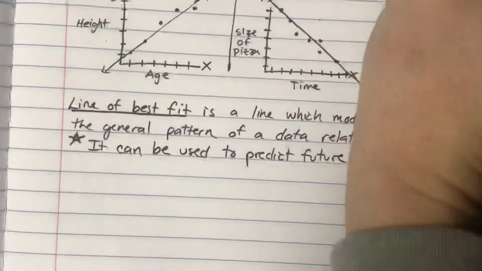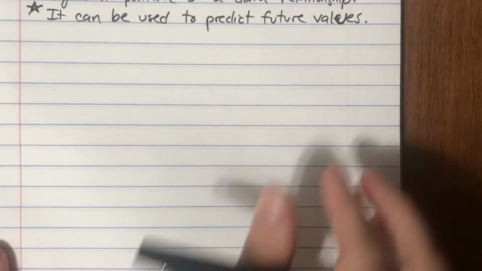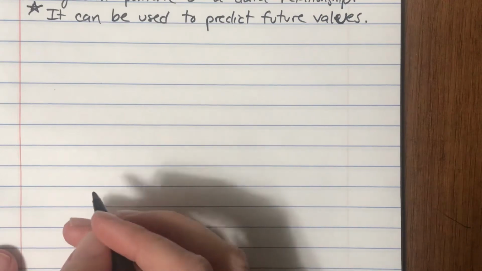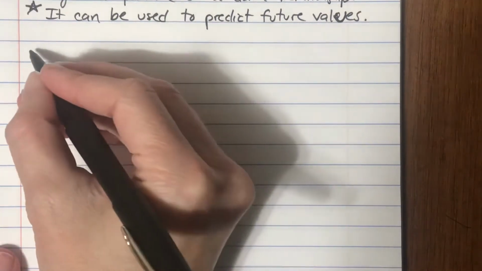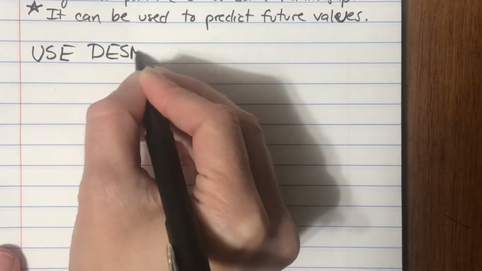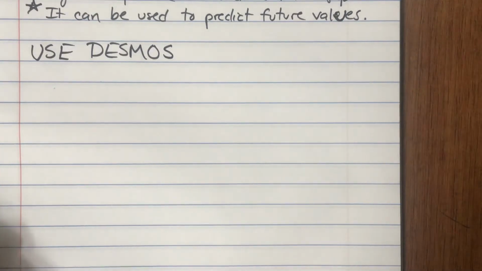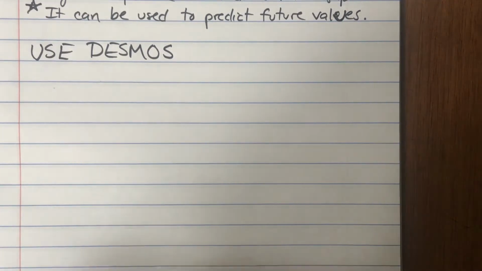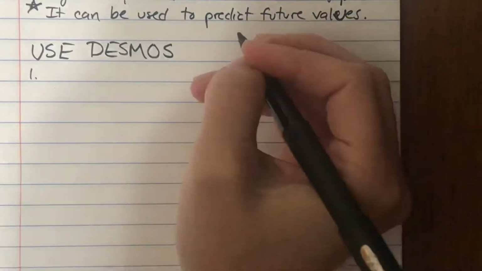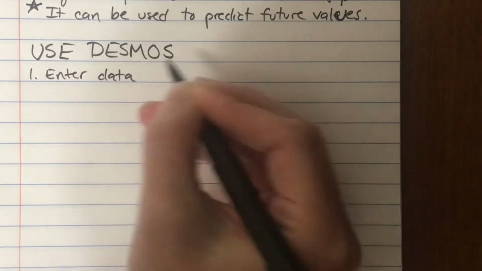So here's what I think is really fun about this. What you're going to be given is some data. And Desmos is really helpful for finding a linear regression line of best fit. So we're going to be using Desmos. So I'm going to write down use Desmos, just like we did yesterday for X and Y intercepts. We're going to do a lot of typing in Desmos for this. So our first step is going to be to enter data. And of course, we're doing this in Desmos.